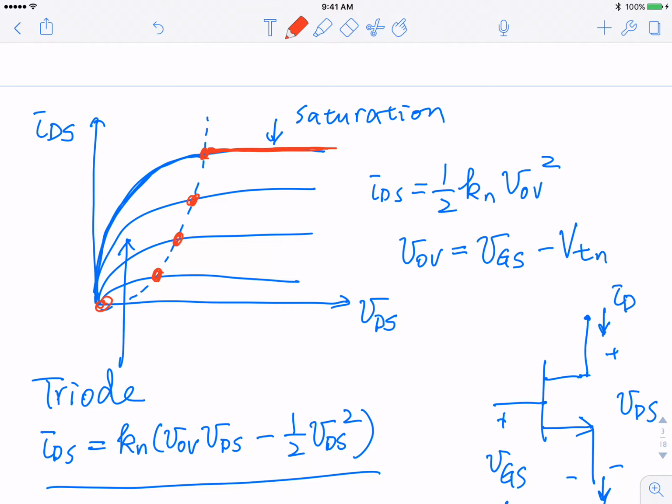Is it a parabolic curve? Do we know it's a parabolic curve? It looks like a parabolic curve. It is a parabolic curve because we know this is V overdrive, and this current is 1/2 Kn V overdrive square. And here is a different overdrive value, and the current is still overdrive square. So this is indeed a perfect parabolic curve for this mathematical model. Okay.